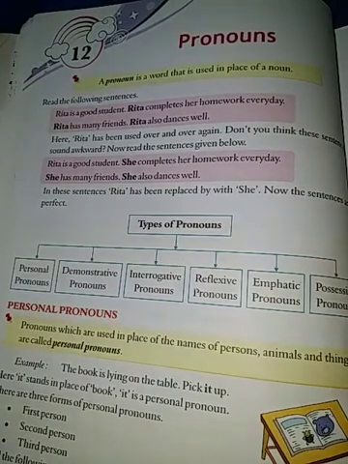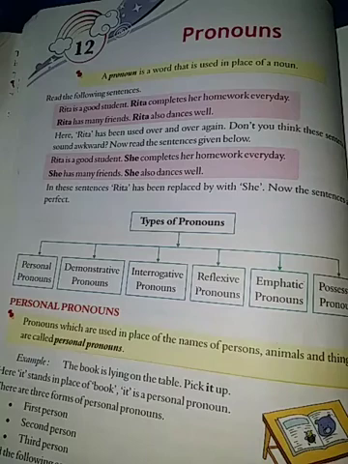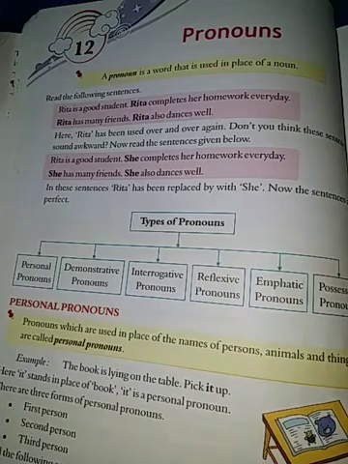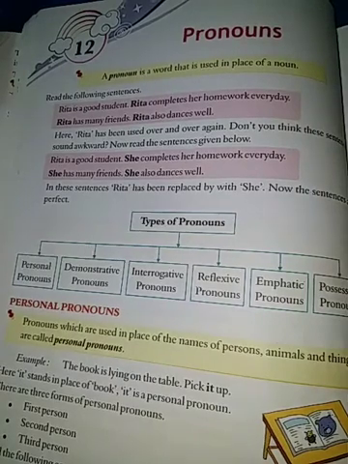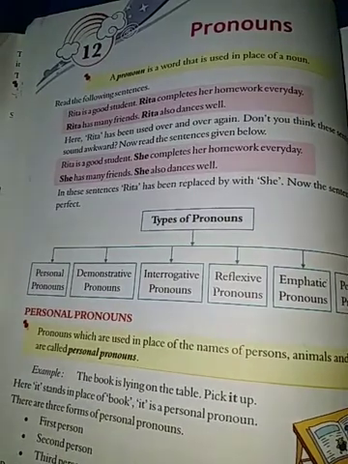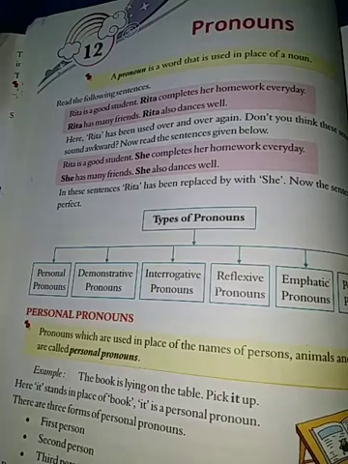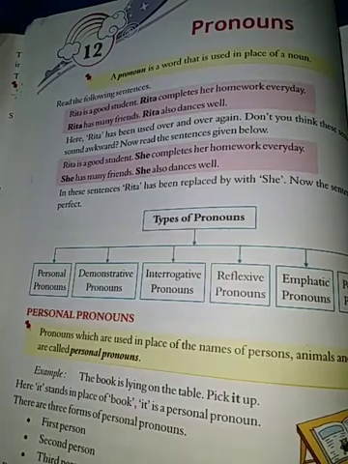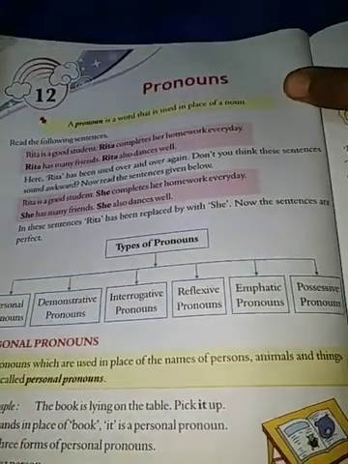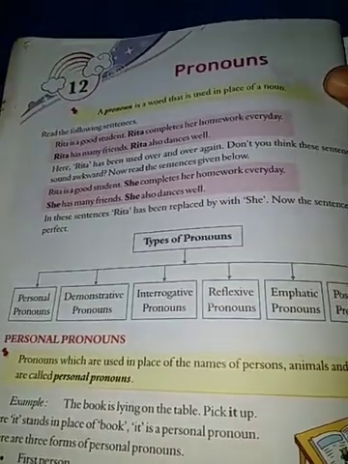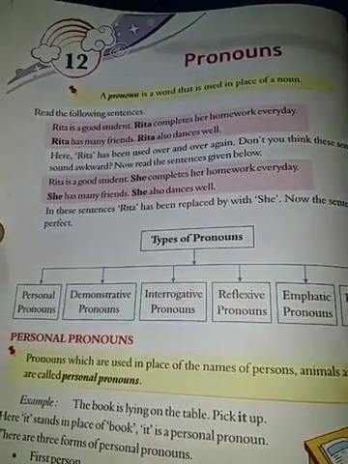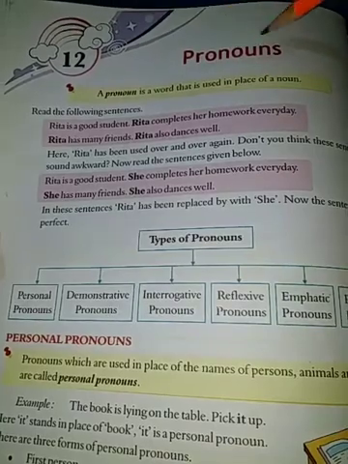In our last classes, we had completed the term 1 portion of English main course Glitter. So from today onwards, we will start our grammar portion of term 1. In grammar, the first chapter we are starting from is chapter 12, Pronoun.